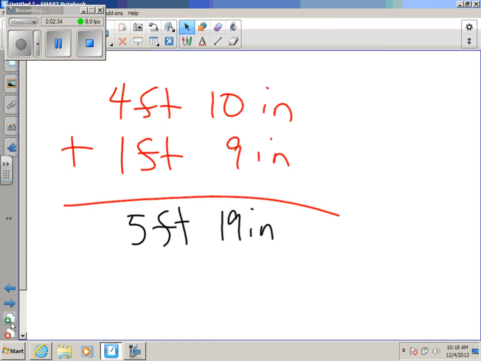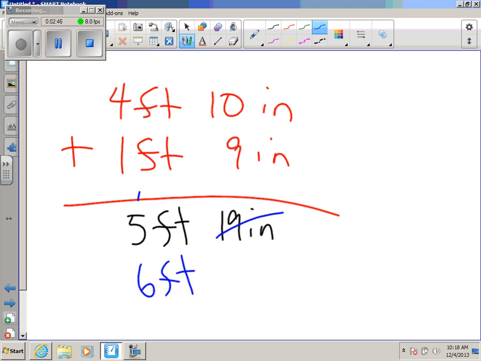Do I have enough inches to squeeze 1 more foot out of there? Yes. Because 12 inches will make a foot, so I'll carry that over. Once I take those 12 inches away to get the other foot, how many inches are left? So 6 feet, 7 inches. Okay.